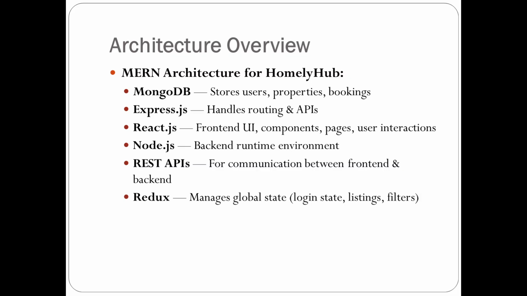Architectural overview. MERN stack architecture for Homely Hub. We use MongoDB to store users, properties and bookings. We used Express.js to handle routing and APIs. We used React.js for front-end UI, components, pages and user interaction. Node.js helped us in the backend. REST APIs were used for communication between the front end and the backend. Redux was used to manage global states for login, listing, filters and all.